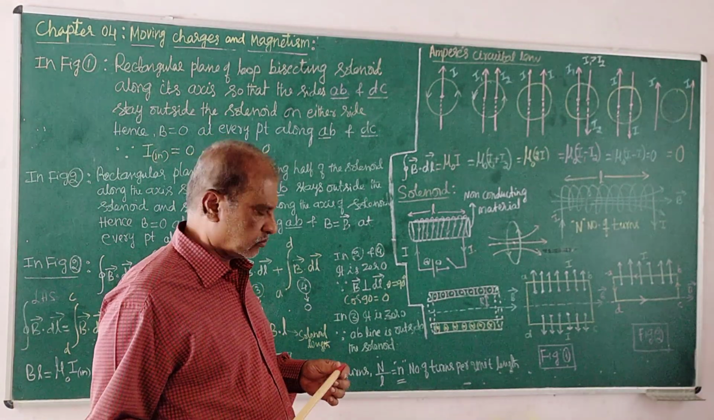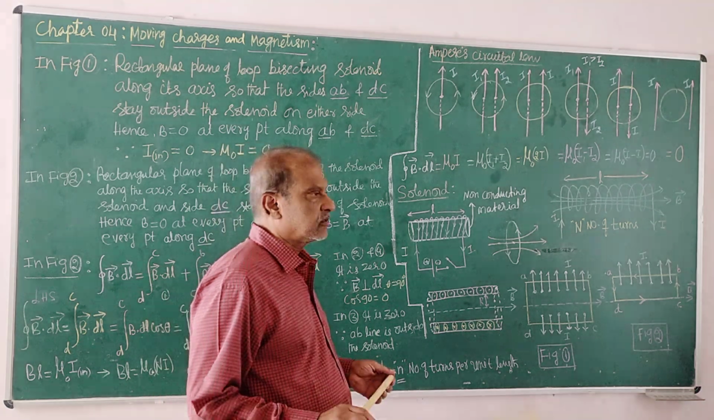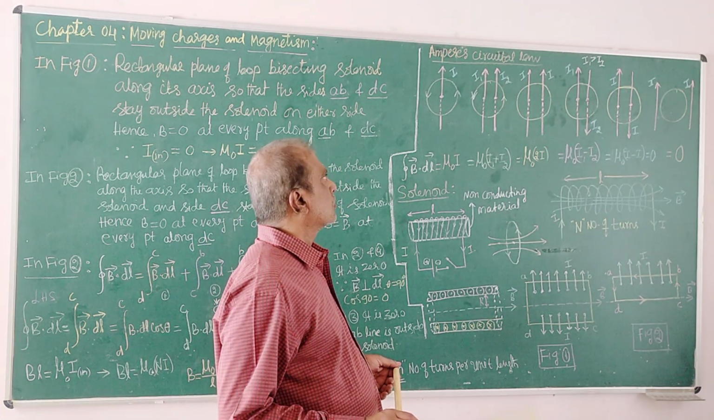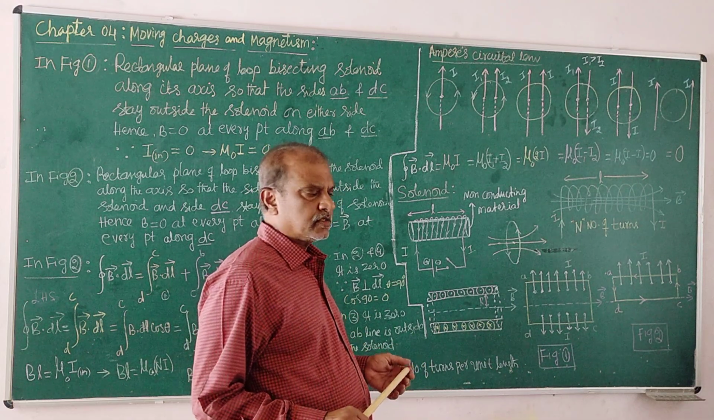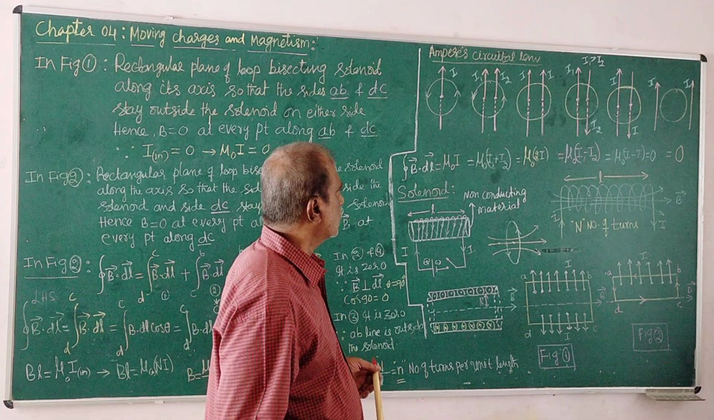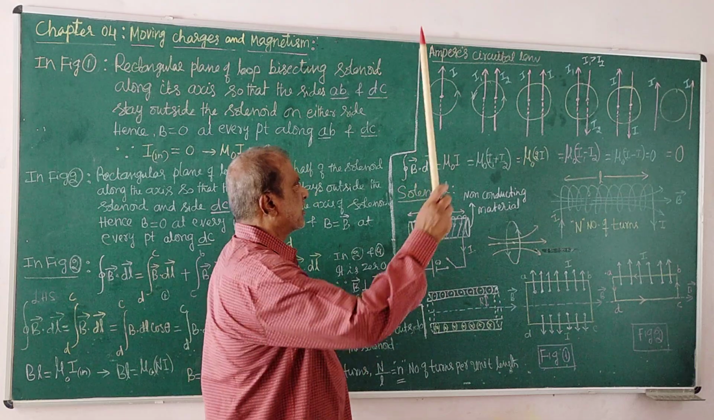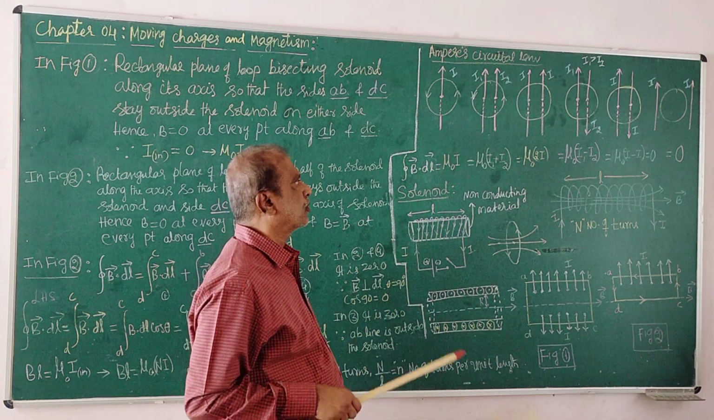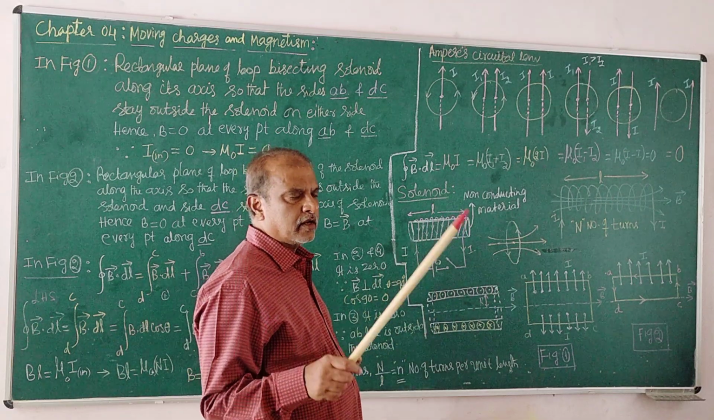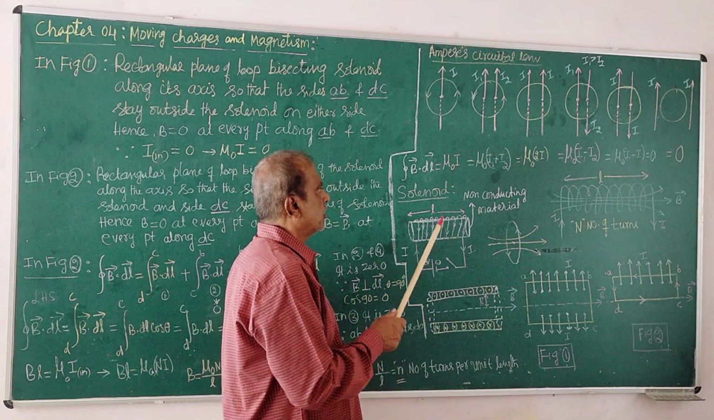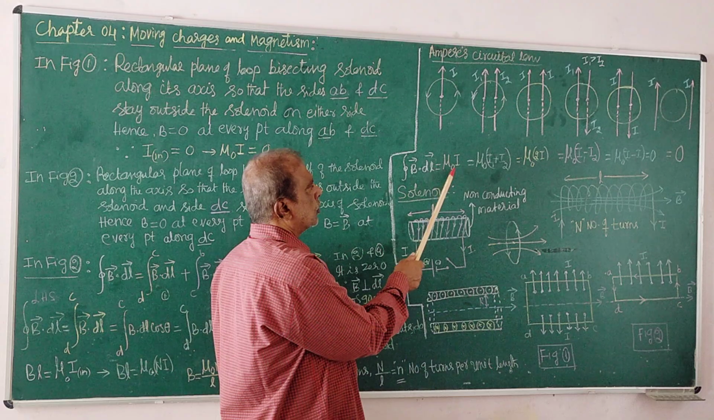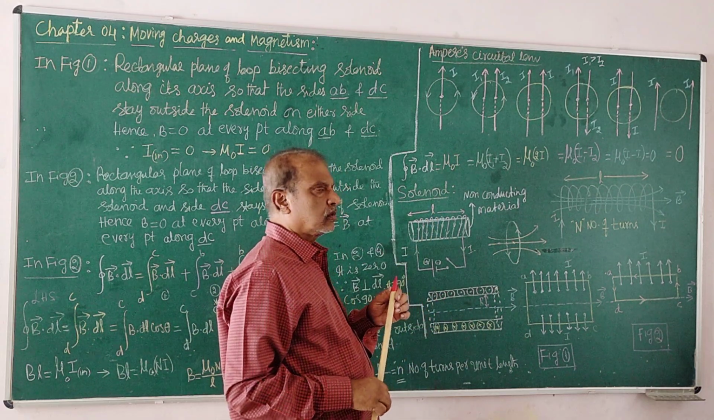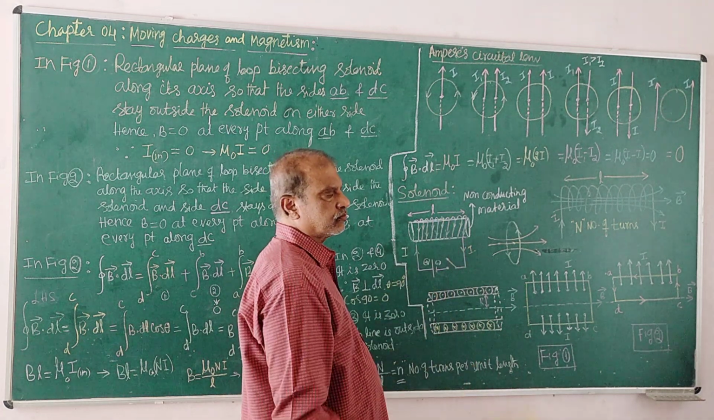Understand the applications of Ampere's circuital law. Ampere's circuital law is: the magnetic field over the entire loop, or the entire line of the loop, is mu naught into I. I is the current passing through the plane of the loop.